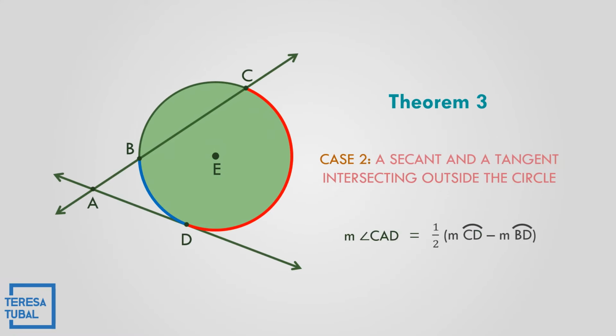In theorem number 3, case 2, a secant and a tangent. The secant line is the line BC and the tangent line is line AD. So the measure of the angle CAD is equal to 1/2 the measure of the arc CD minus the arc BD.